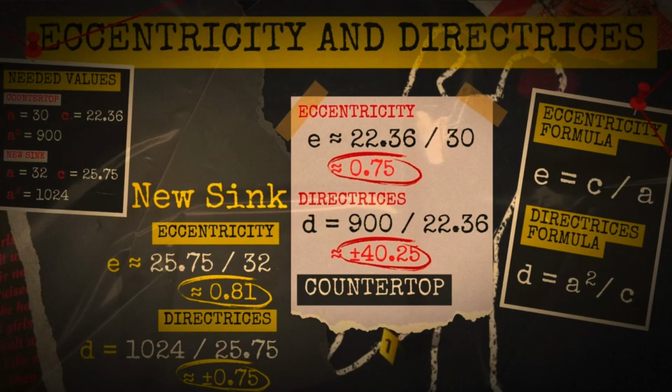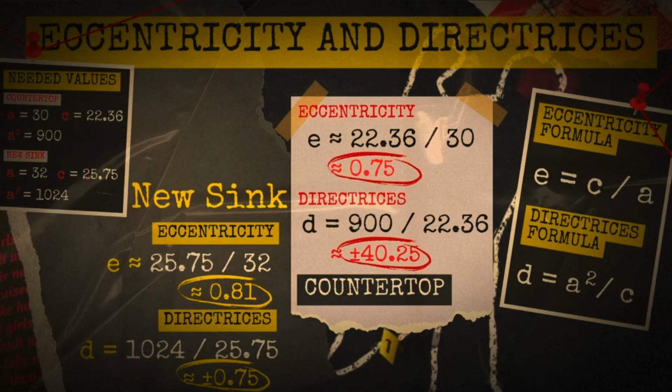Directrices are vertical guidelines. They help describe the curve's geometry. And in order to get the directrices of our exhibit A, we will be needing a squared, or in this case is 900, divided by c, or 22.36. So 900 divided by 22.36 is equal to positive negative 40.25. And that will serve as our directrices for that equation, or ellipse.